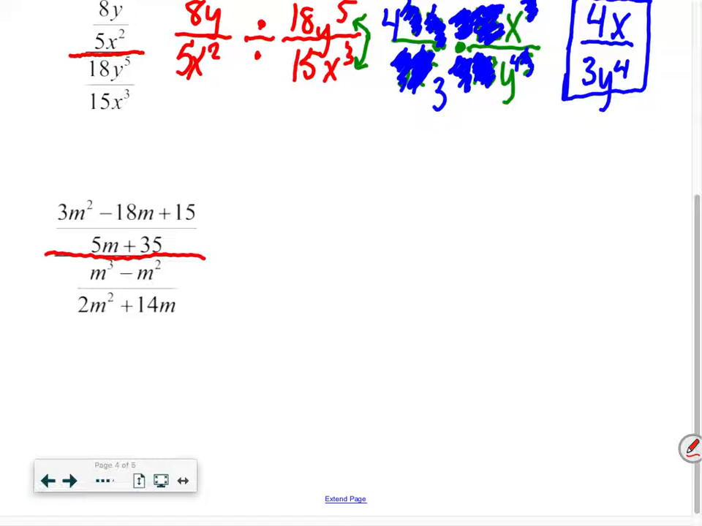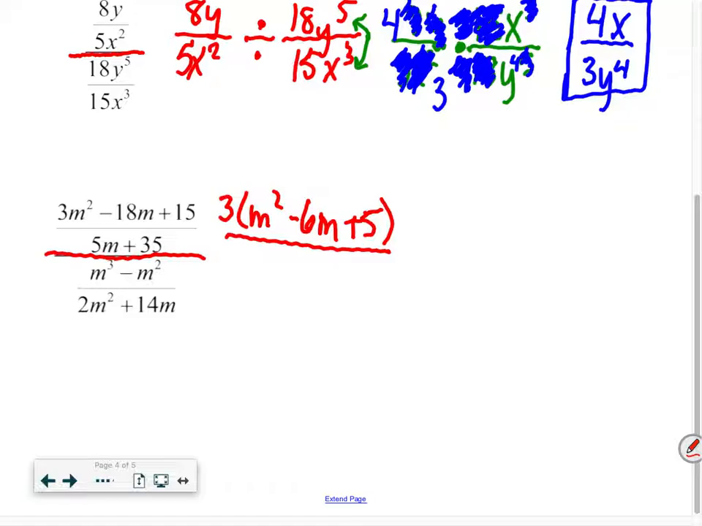Let's factor first. I want to look at my top fraction. I want to factor something out. Looking at the top of my top fraction, what can I do? Take out a 3. If I take a 3 out, what's left? 3 times m squared minus 6m plus 5.